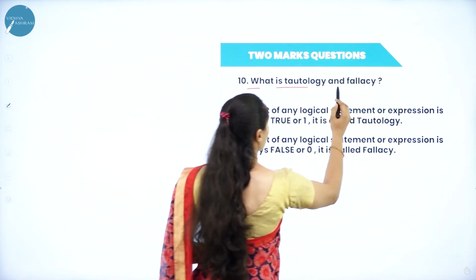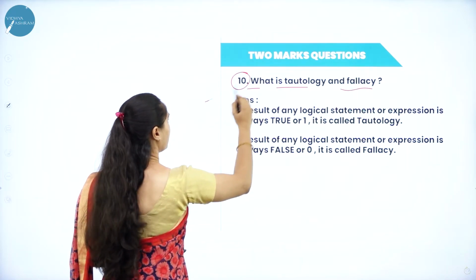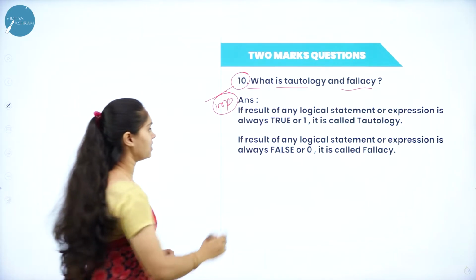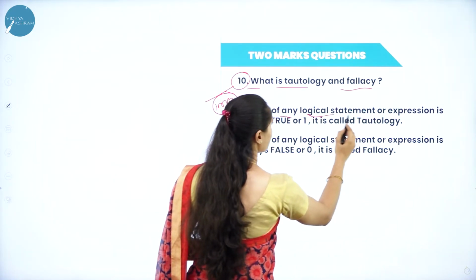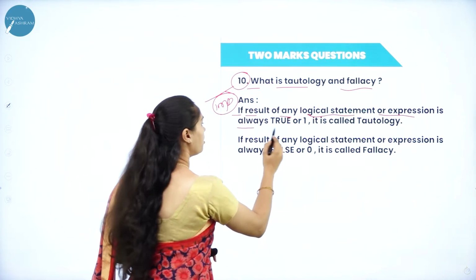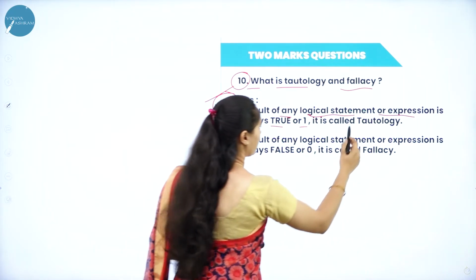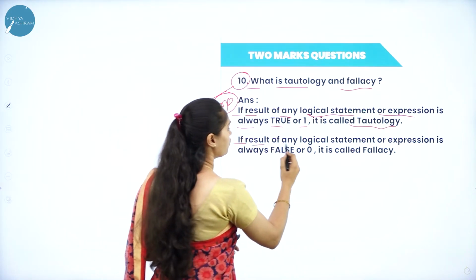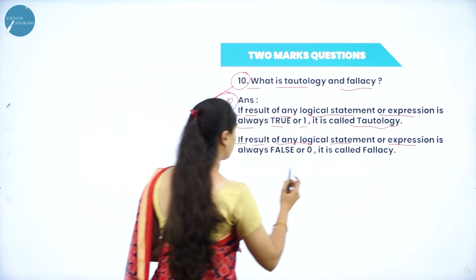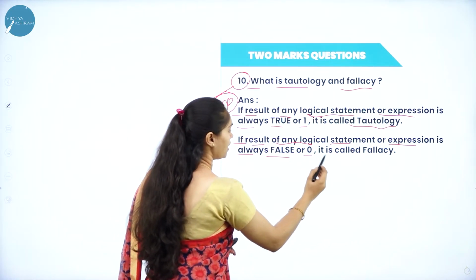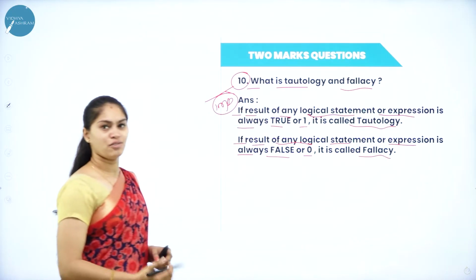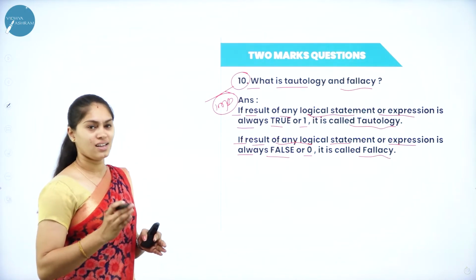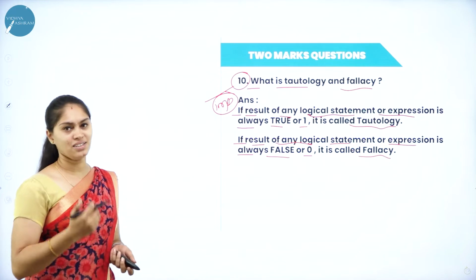What is tautology and fallacy? It is a most frequently asked question in the 2 marks. We'll see what you mean by tautology here. If the result of any logical statement or expression is always true or 1, then it will be considered as tautology. In the same way, if the result of any logical statement or expression is always false or 0, then that will be considered as fallacy. It is a very important question and it is easy to learn, that is tautology and fallacy.